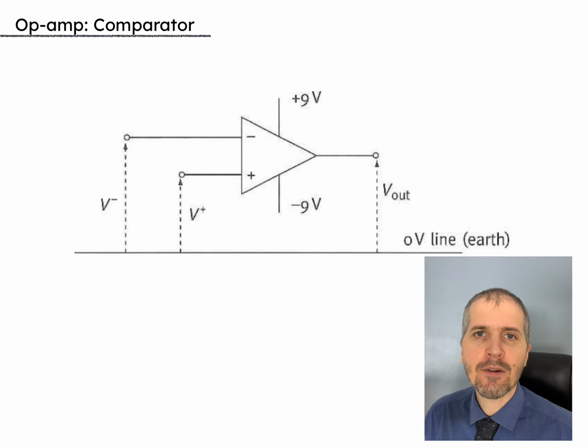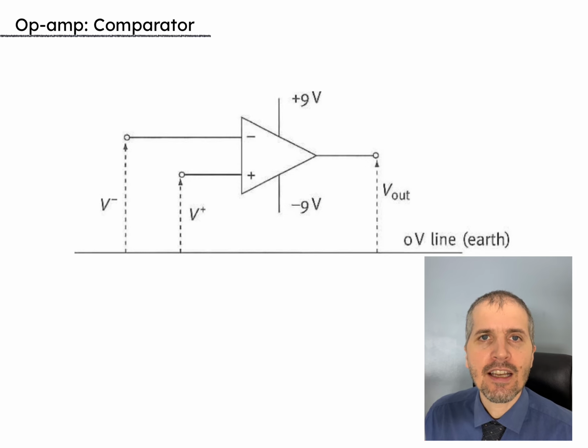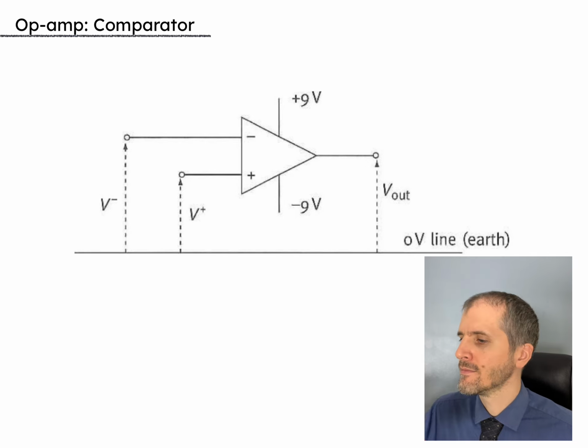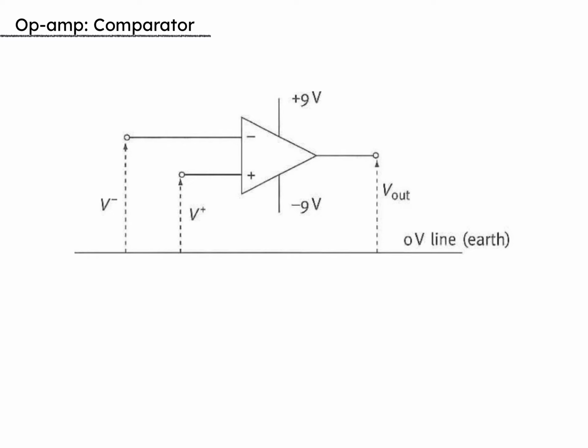In this lesson video, I'm going to describe the most basic op-amp circuit, the comparator. It's the most basic because it uses an open loop, which means that the output is not connected onto the input. So let's see how it works. The op-amp will have infinite gain because it's an open loop. We'll always assume ideal behavior unless we're told otherwise.